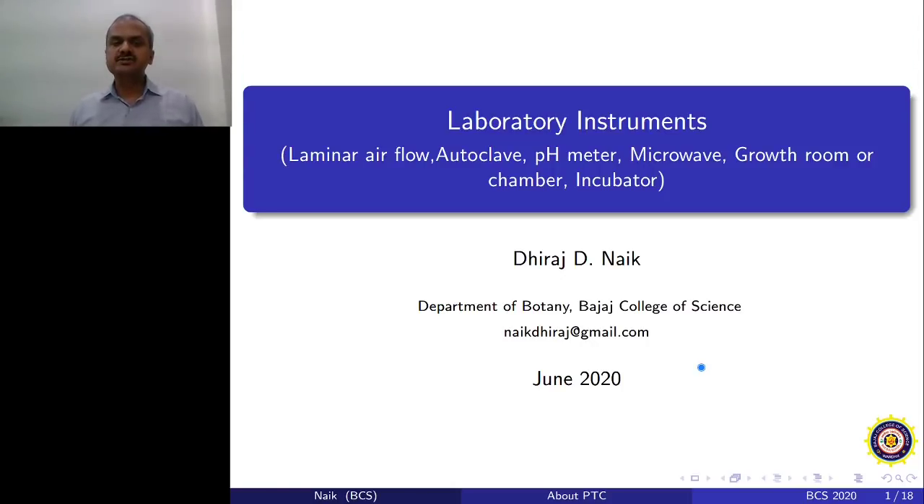Today we are going to see two different topics in today's session: laboratory instruments and sterilization, and glassware washing and sterilization technique.